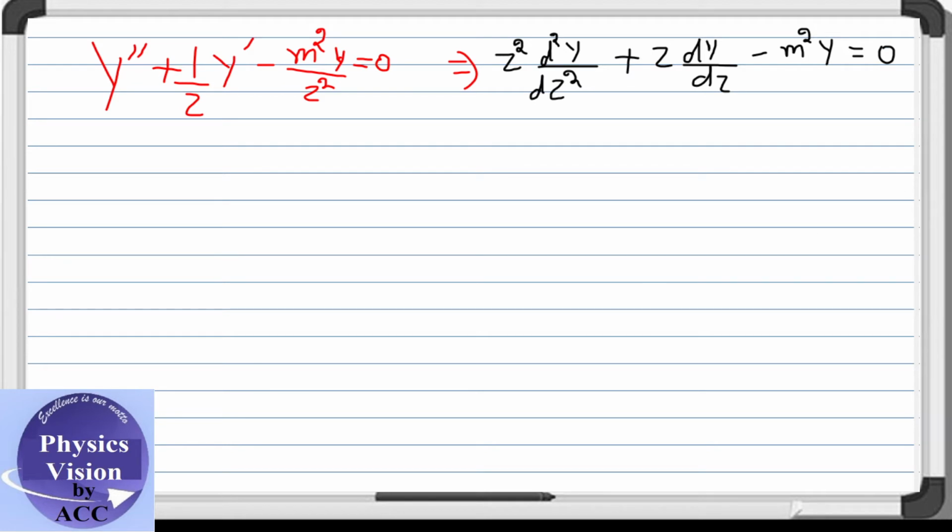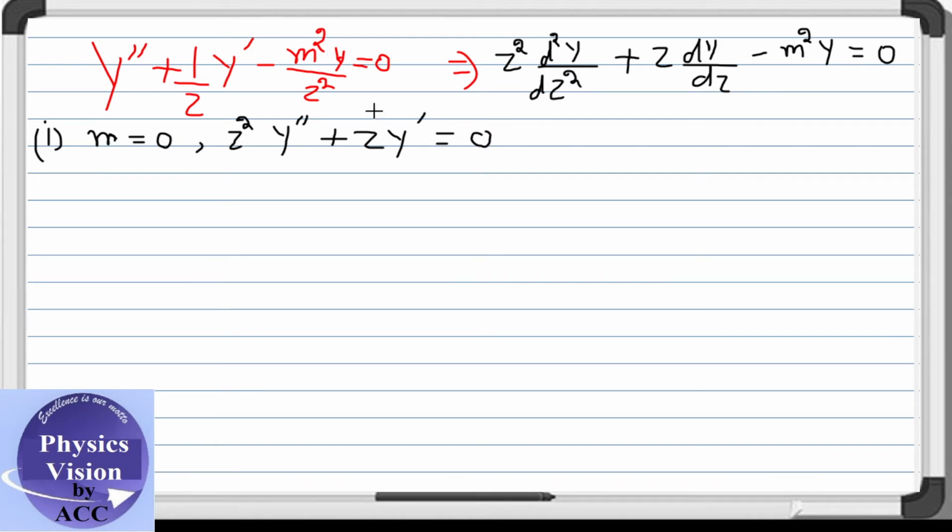Now we'll do it in two steps, according to the options. Firstly, we will do it for m is equal to 0, and then we will do it for m not equal to 0. So let's do it for m is equal to 0 first. The equation becomes z square y double dash plus z y dash is equal to 0. This is our given equation.